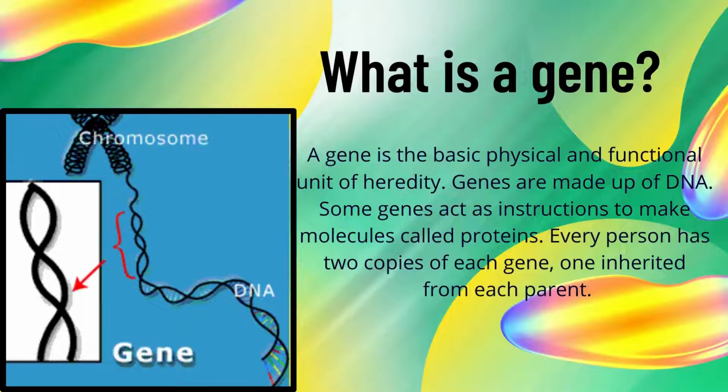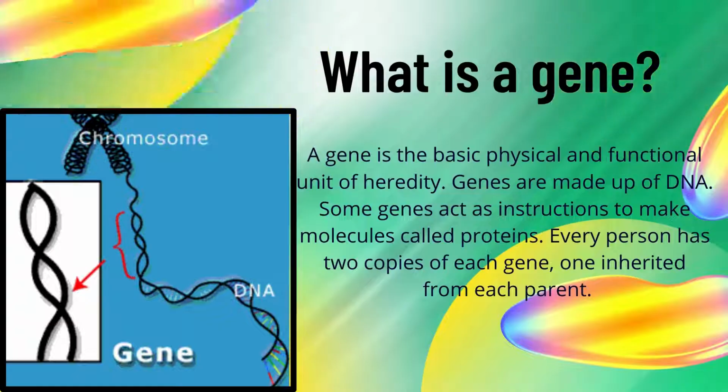What is a gene? A gene is the basic physical and functional unit of heredity. Genes are made up of DNA. Some genes act as instructions to make molecules called proteins. Every person has 2 copies of each gene, one inherited from each parent.